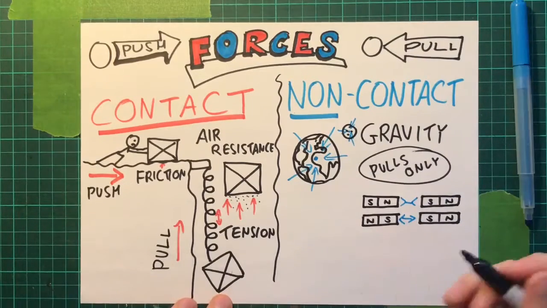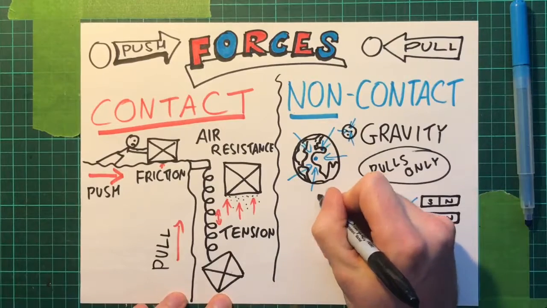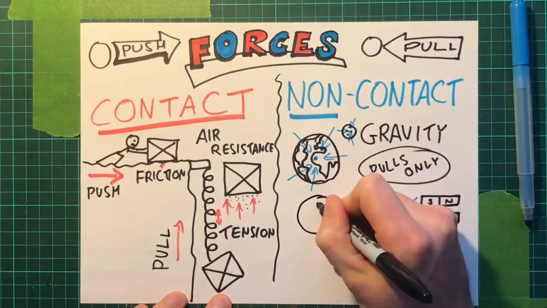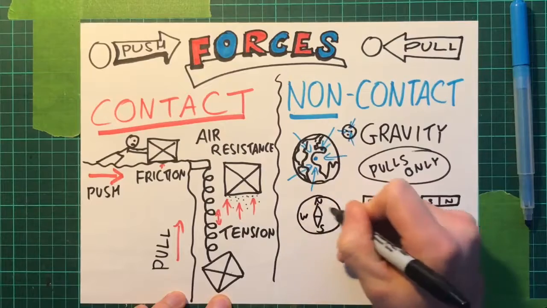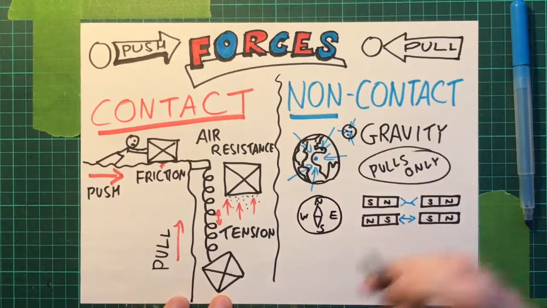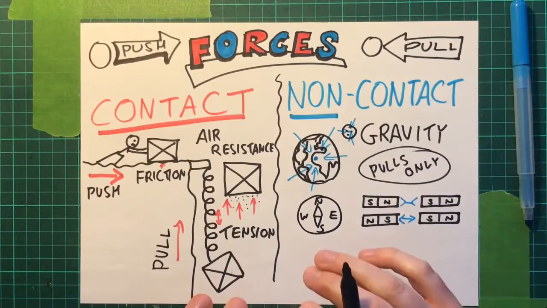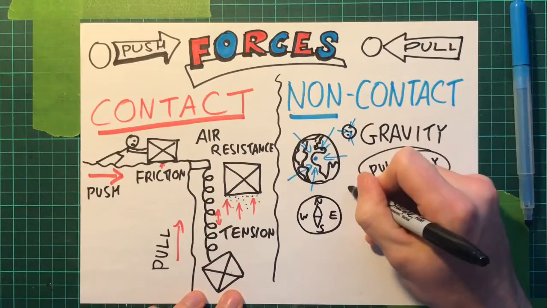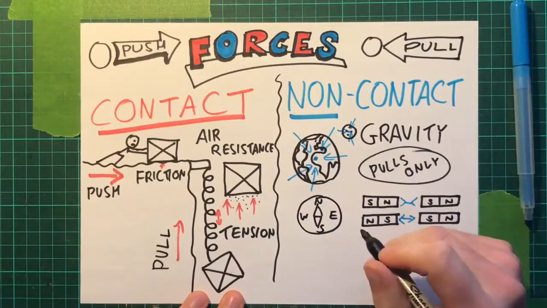Magnetism can be both. And of course we know from compasses that they will always seek north. So it's very useful in navigation, but magnetism is used in lots and lots of different applications. Very important in computing, for example.